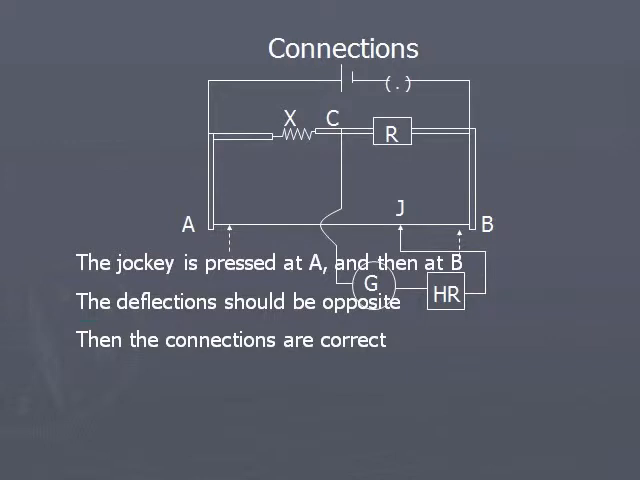that is, in the first case, when you press at A, if the deflection is to the left, when you press at B, the deflection should be to the right. By pressing the jockey at A, if you get a deflection to the right, on pressing the jockey at B, you should get a deflection to the left. That is what is meant by opposite deflections. If the deflections are opposite, then the connections are correct. Otherwise, we have to verify the connections once again.